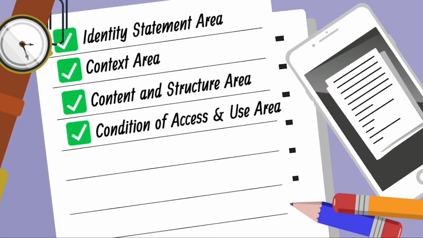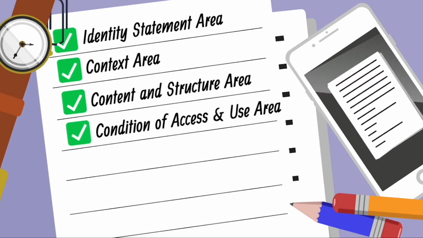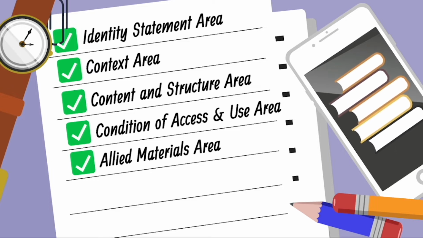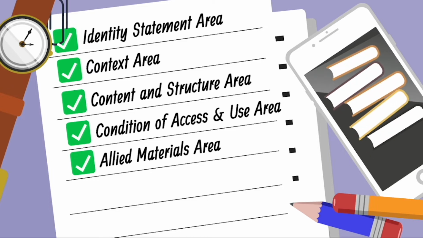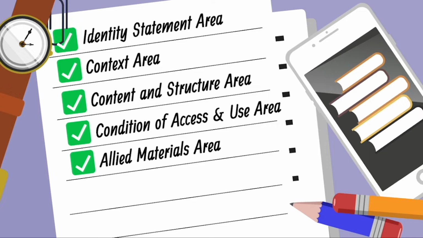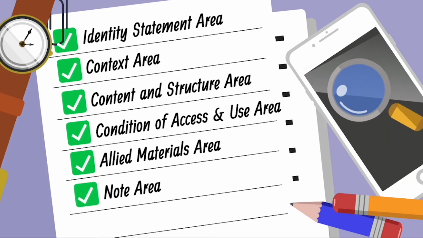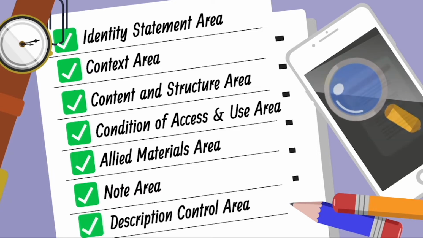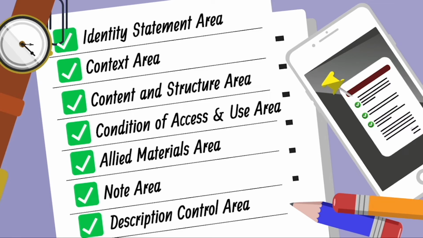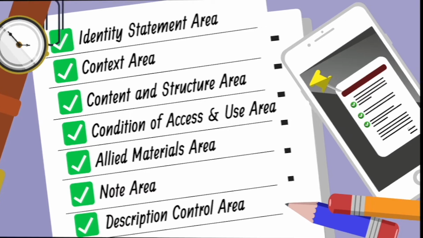Fourth is the conditions of access and use area that tells about the availability of the unit of description. Fifth is the allied materials area, which conveys the materials having an important relationship to the unit of description. Next is the note area, where other and specialized information may be conveyed. And lastly, the description control area that states how, when, and by whom the archival description was prepared.